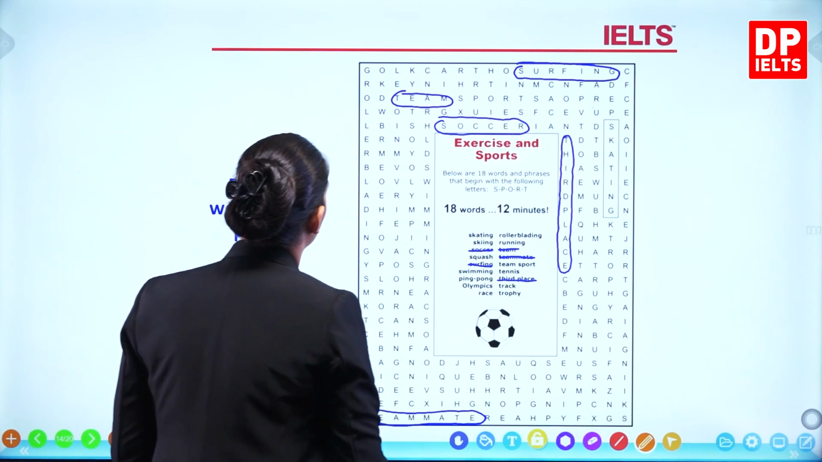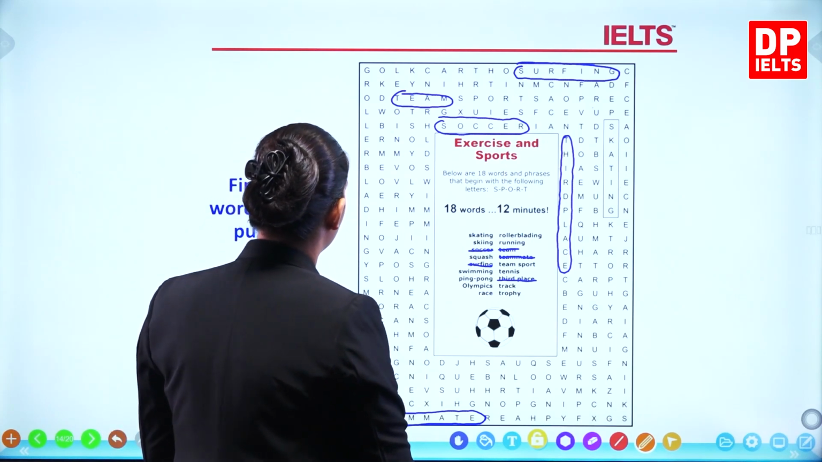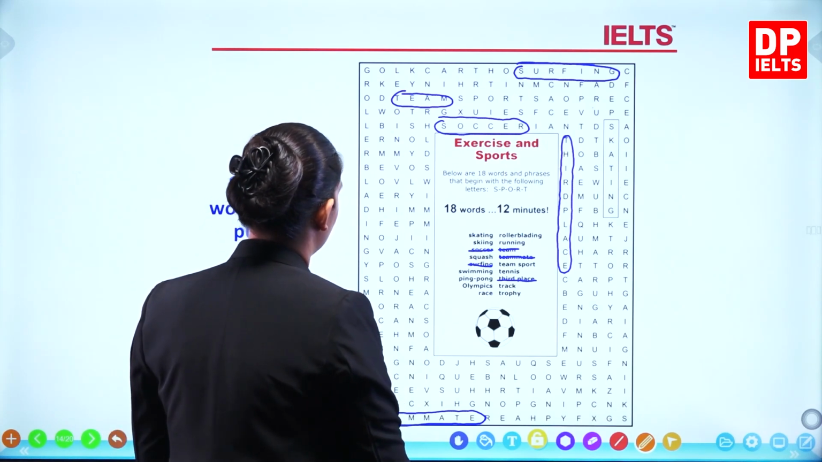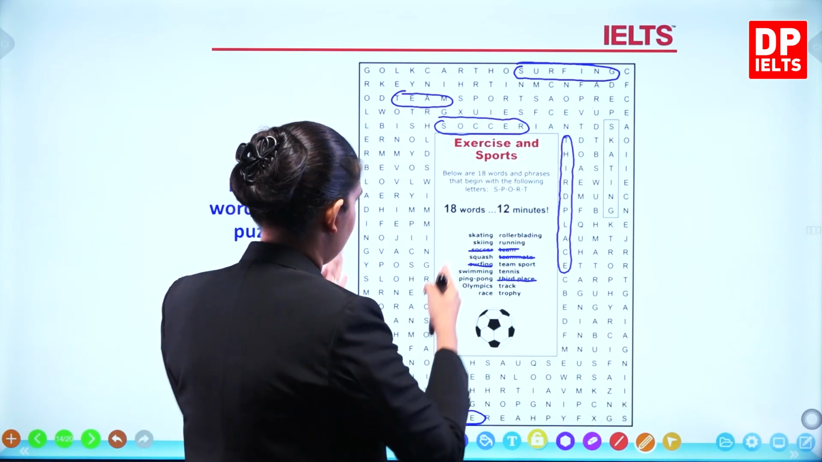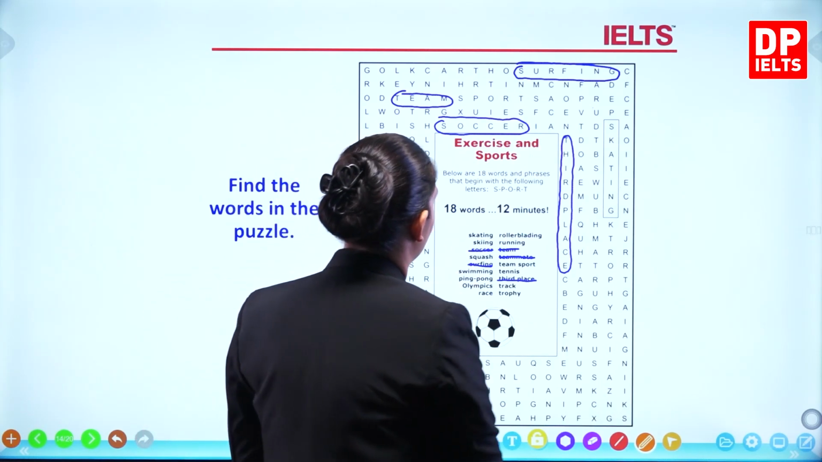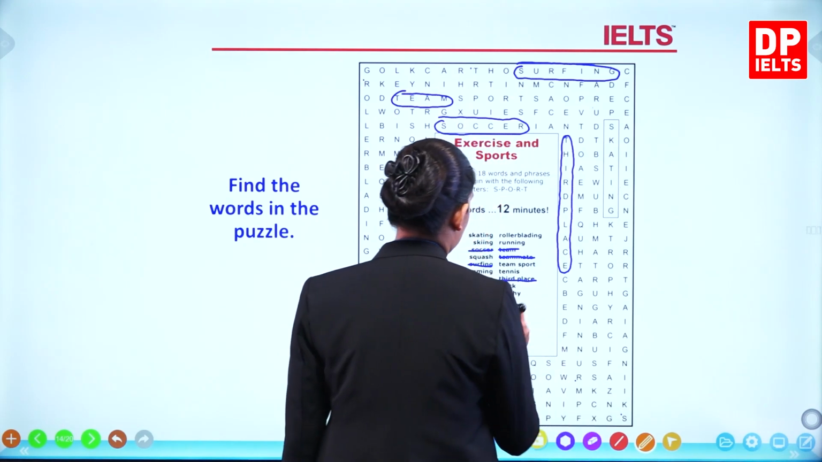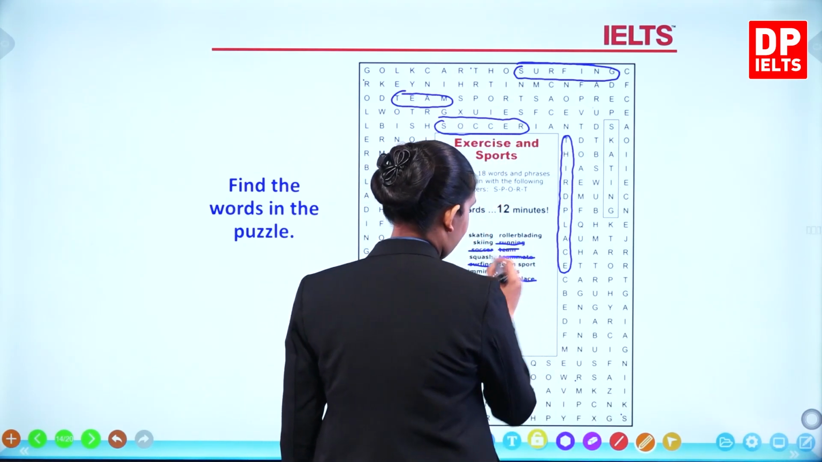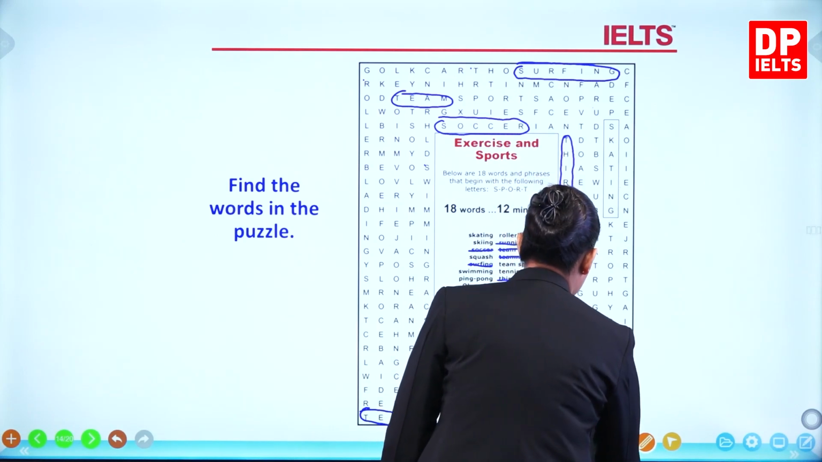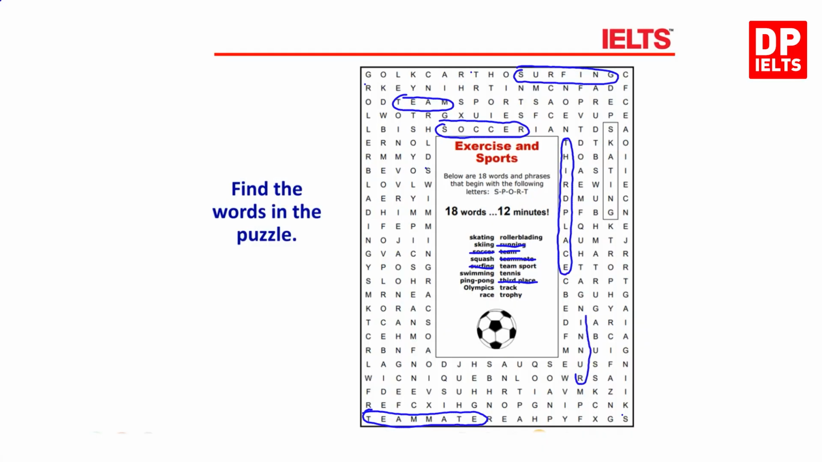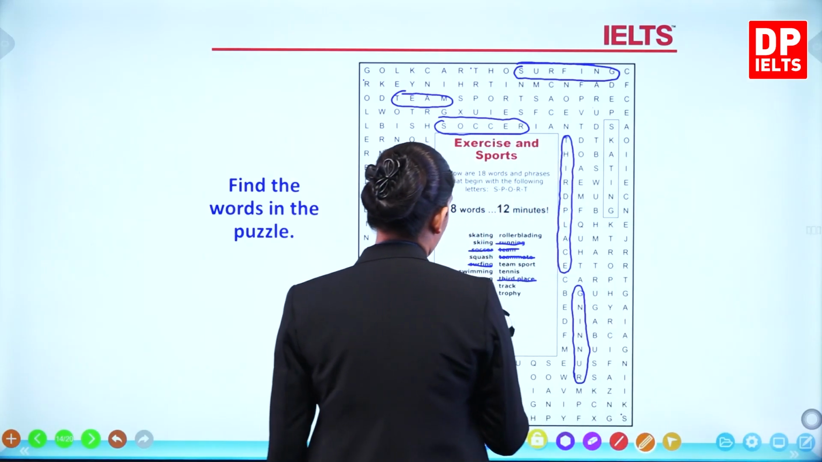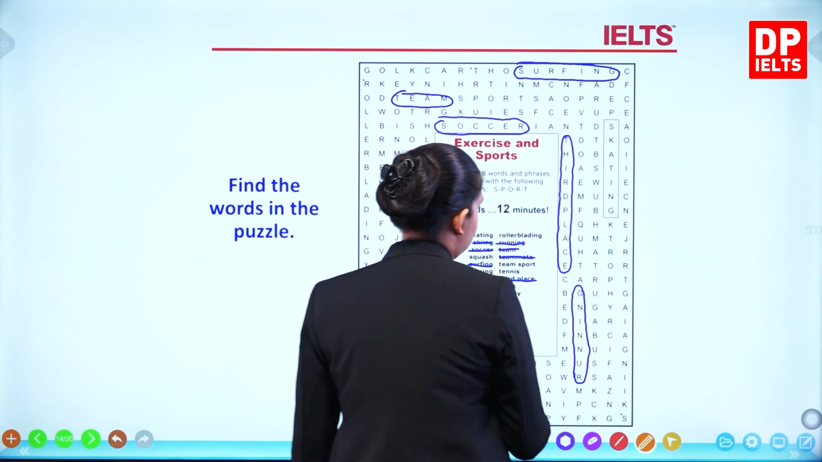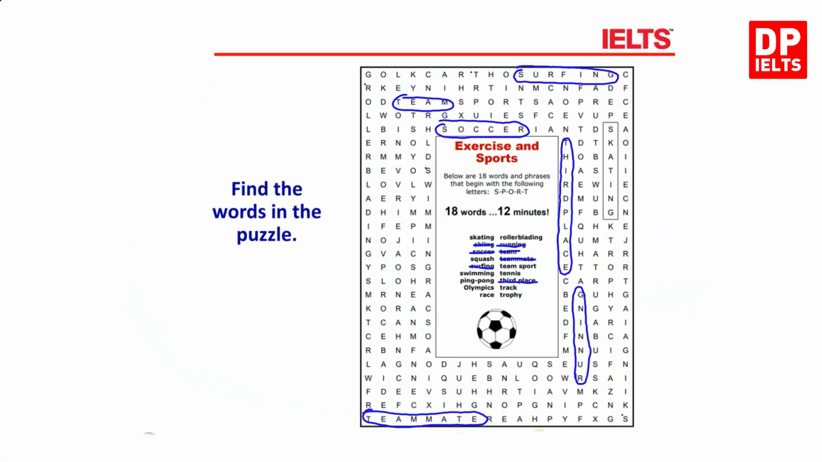Now we have some big words like rollerblading. Now that's going to be easy for you if you find it, because it needs to be a long word, right? So let's have a look at the next one. We have running. Okay, so you can see running. So I'm going to draw up running. Okay. Then we have skiing. Let us have a look at skiing, right? So I'm going to do skiing. All right.